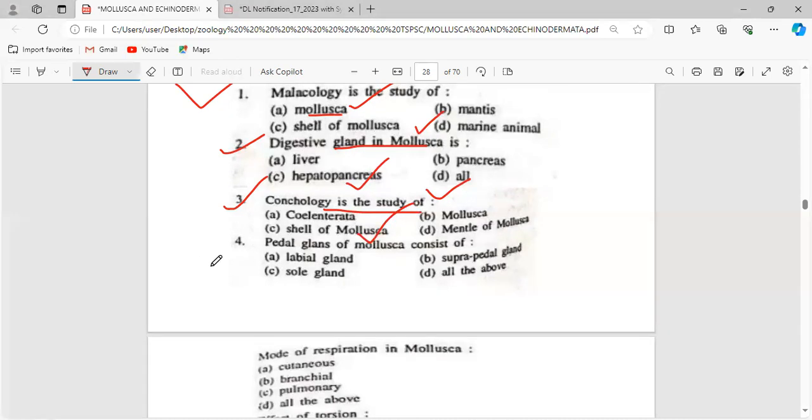Very good. Pedal glands of mollusca consist of labial gland, suprapedal gland, and sole gland. All the above will be the answer.